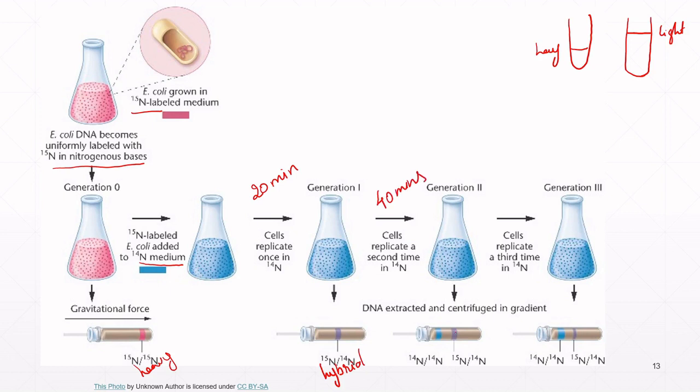Now they have got a hybrid band and a light band. So two bands were formed, one is light and another one is hybrid. Then after the third generation, that is another 60 minutes, they took the sample, isolated the DNA, and then subjected it to density gradient centrifugation. Now two bands were formed as usual, but the light band which is formed is thicker than the hybrid band.